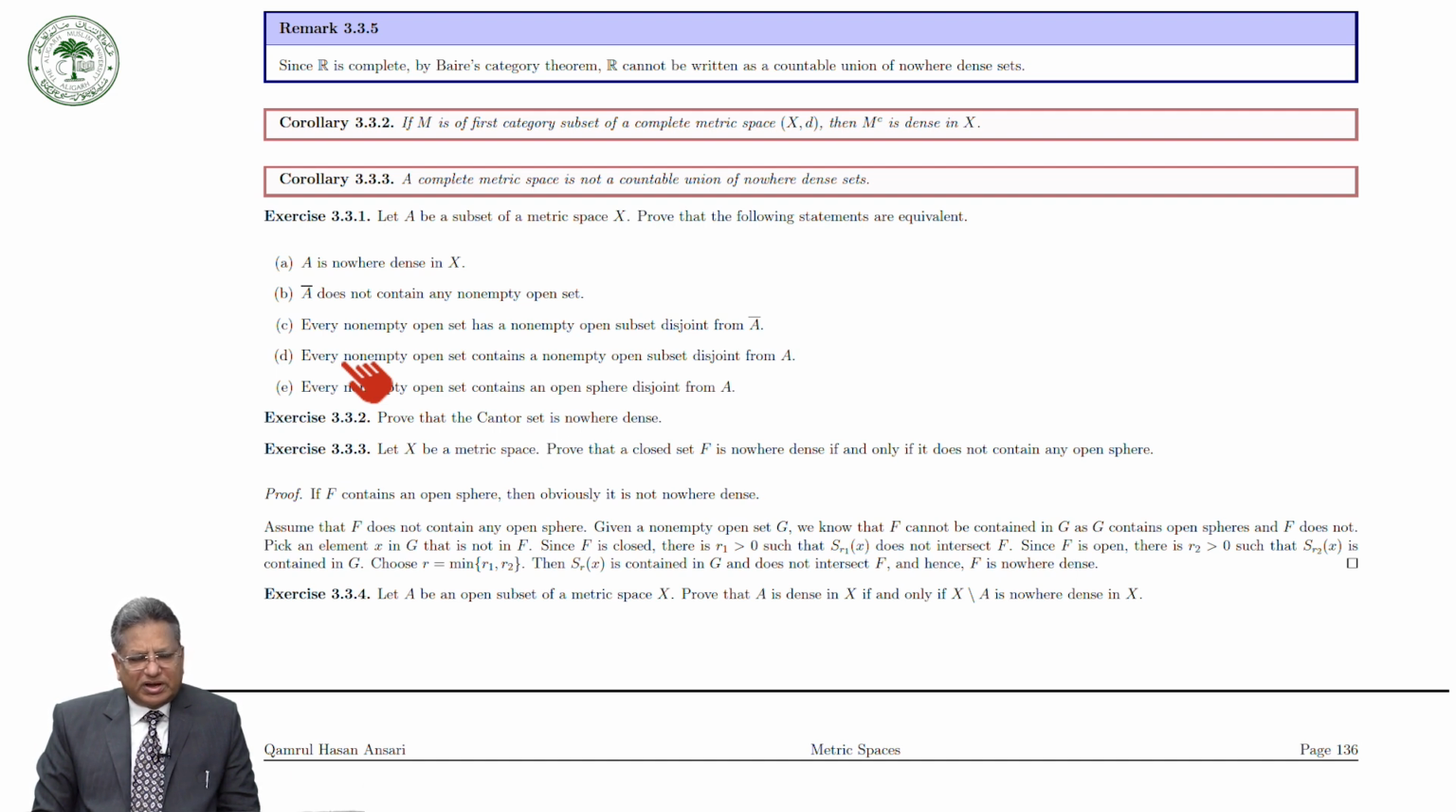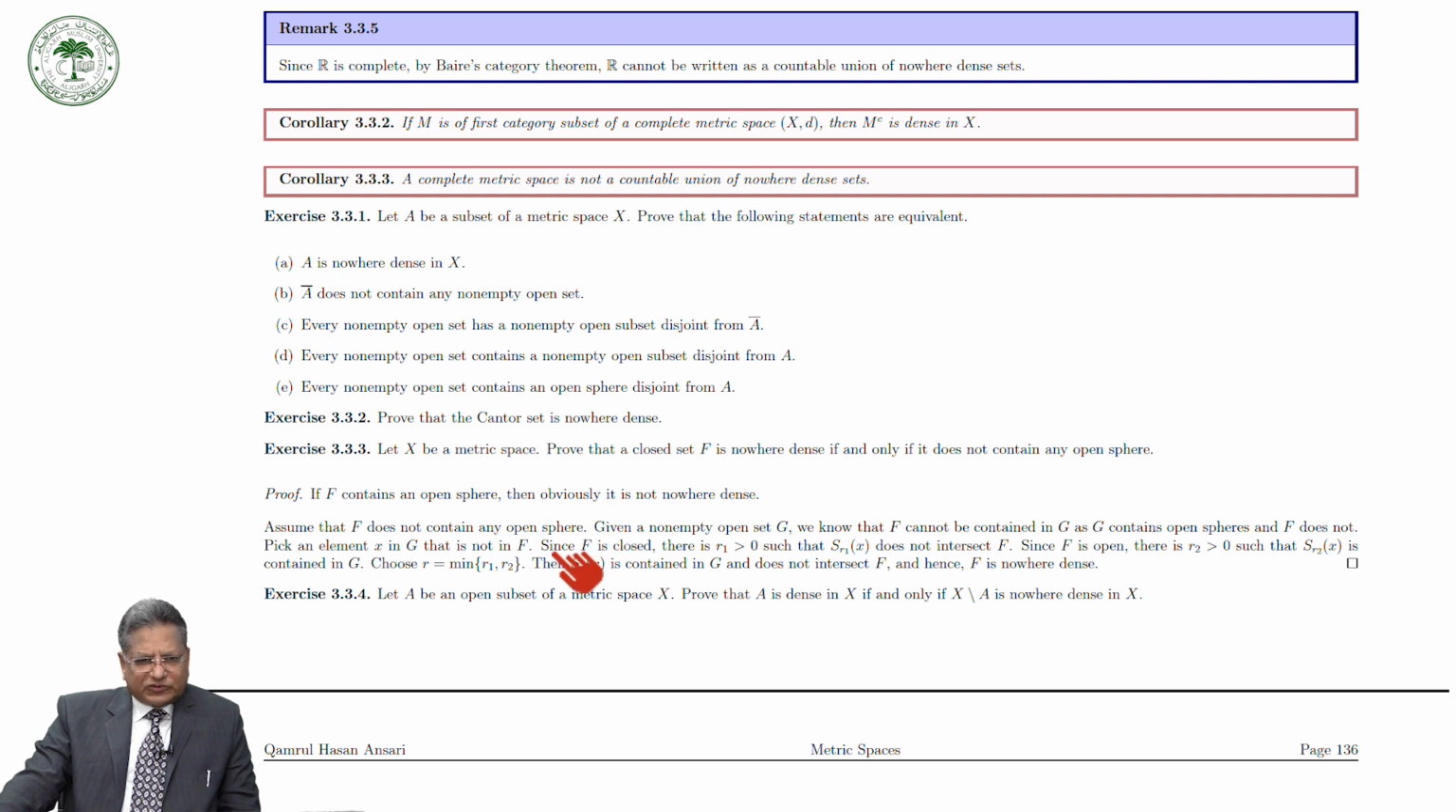So you can prove it. And now here you have exercises. The Cantor set is a nowhere dense set. The definition of the Cantor set is given in the appendix and you can see it. Then here: if X is a metric space, a closed set F is nowhere dense if and only if it does not contain any open sphere. Here I have provided the solution. First you try to solve this exercise by yourself, and if you could not succeed, then you see the proof which is given over here.